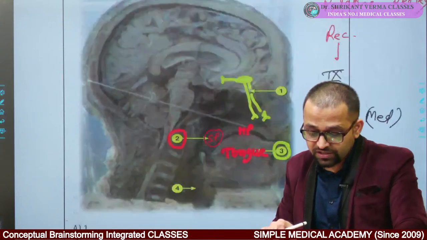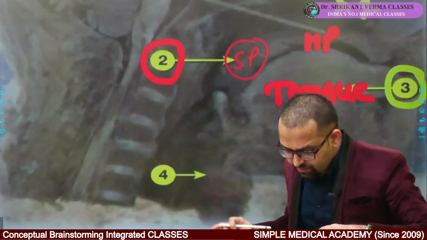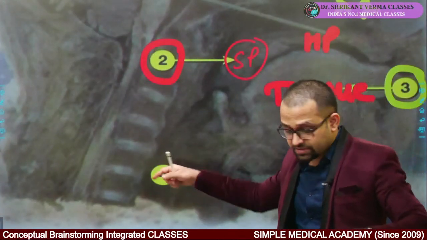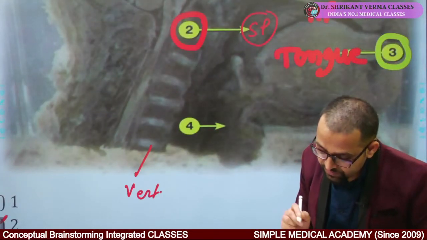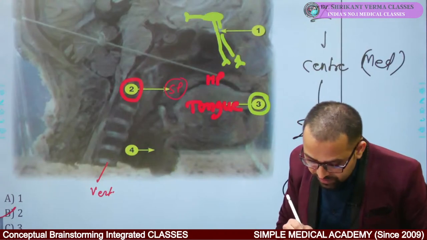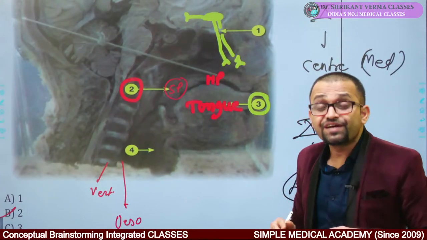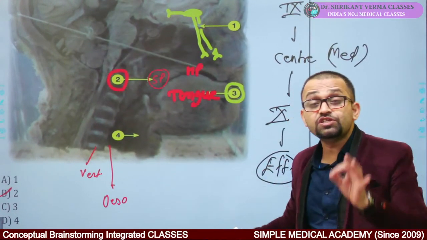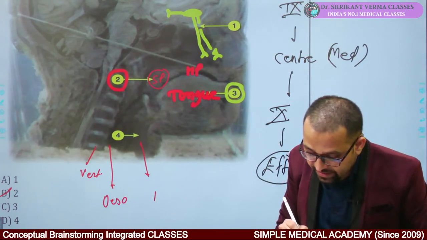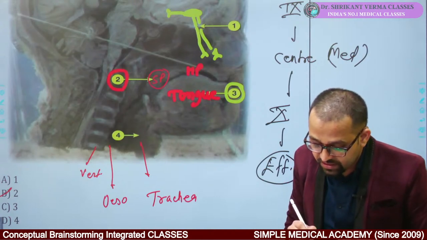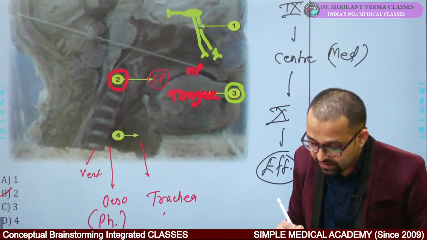Fine. So these are the descriptions. This area number 4, you can see here, is the box-like structure. Yes, sir, this is our vertebra. Just in front of the vertebra, there is the esophagus. Remember, the upper part of the esophagus is known as pharynx, and in front of the pharynx, you will see the trachea, and the upper part of the trachea is known as larynx.